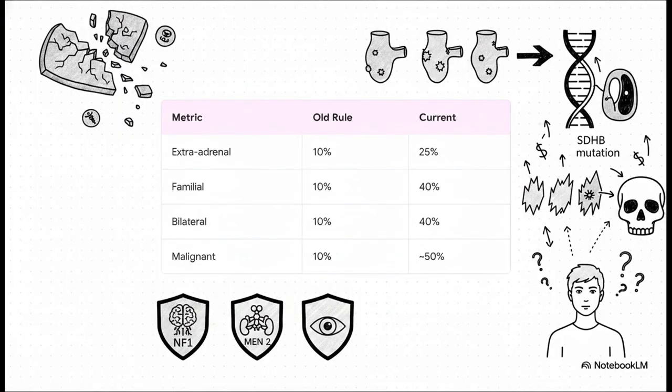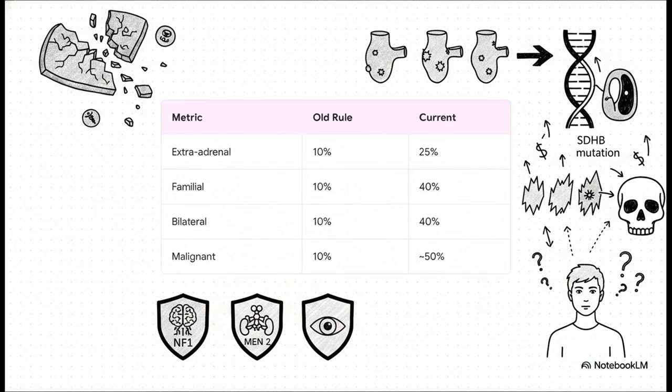Now, what's really interesting about the current evidence is that we have to completely shatter the medical dogma of the past. That classic rule of tens for pheochromocytoma you might have learned, completely obsolete. Modern epidemiological evidence reveals drastically higher numbers. Extra-adrenal tumors aren't 10%, they're actually 25%. Familial cases, not 10%, but 40%. Bilateral cases, also 40%. And most alarmingly, the malignancy rate is approaching 50%, not 10.